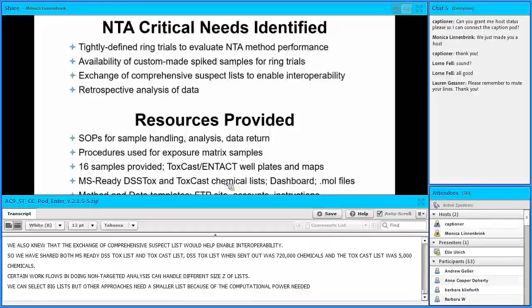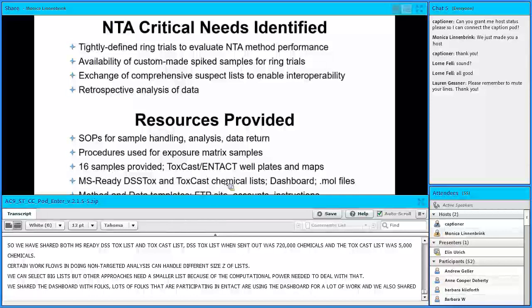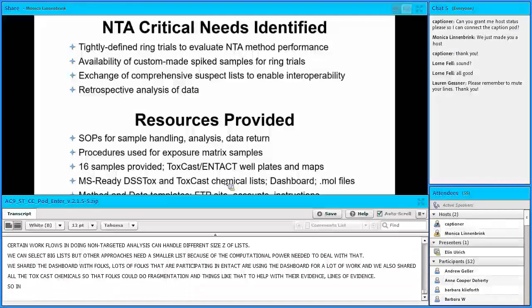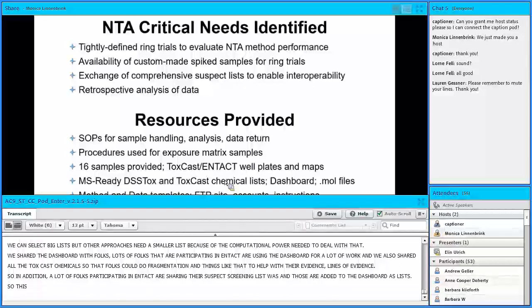We also shared the dashboard with folks. Lots of folks that are participating in ENTACT are using the dashboard for a lot of their work. And we also shared mol files for all of the ToxCast chemicals so that folks could do fragmentation and things like that to help with their lines of evidence. So in addition, a lot of folks that are participating in ENTACT are sharing their suspect screening lists with us, and those are being added to the dashboard as lists. So this interoperability and exchange of lists has certainly taken off since this trial started.